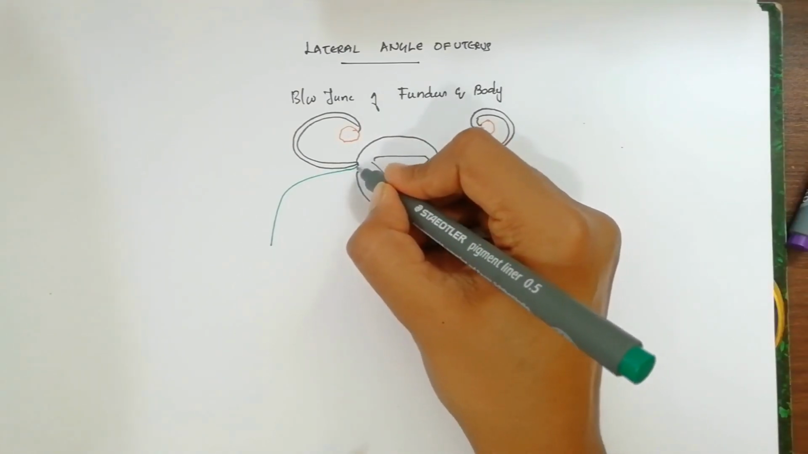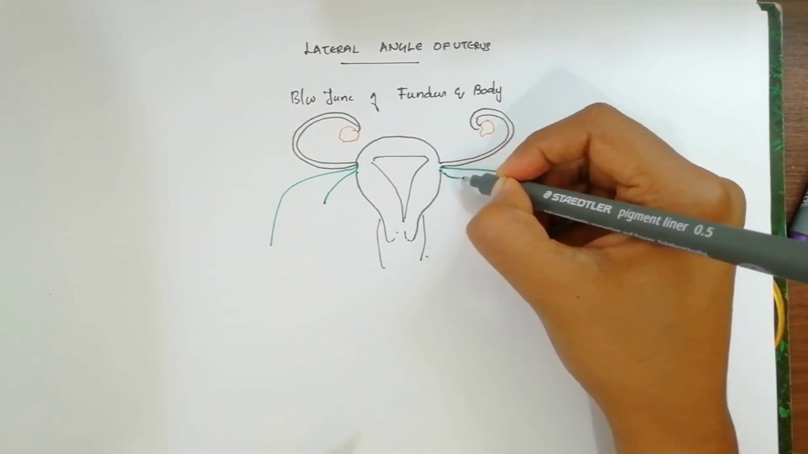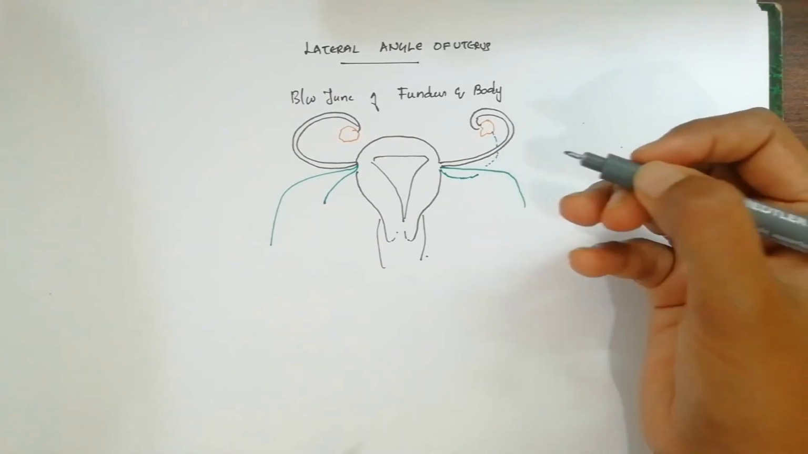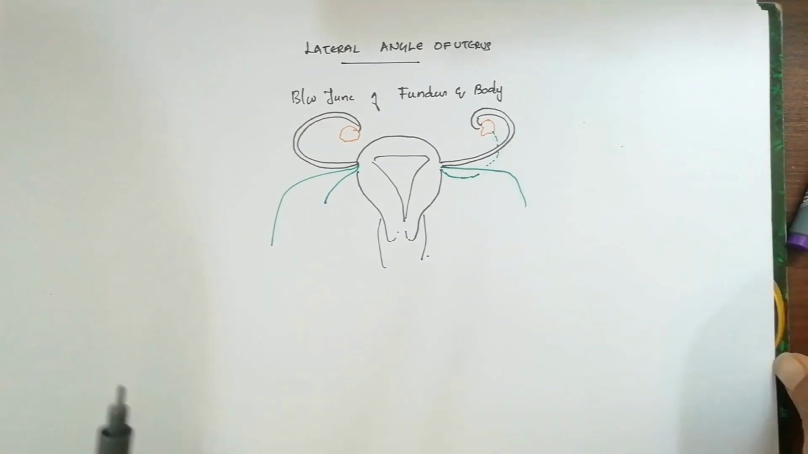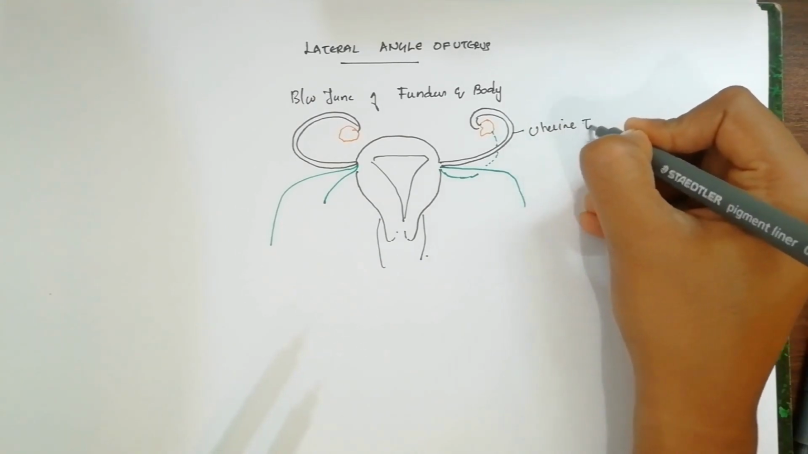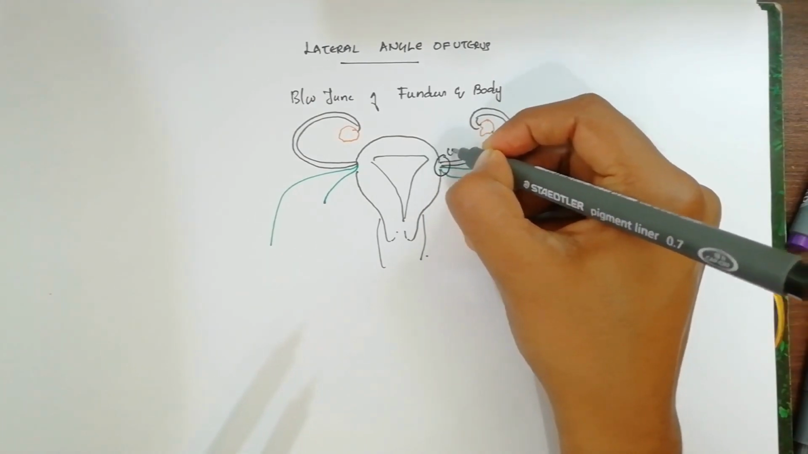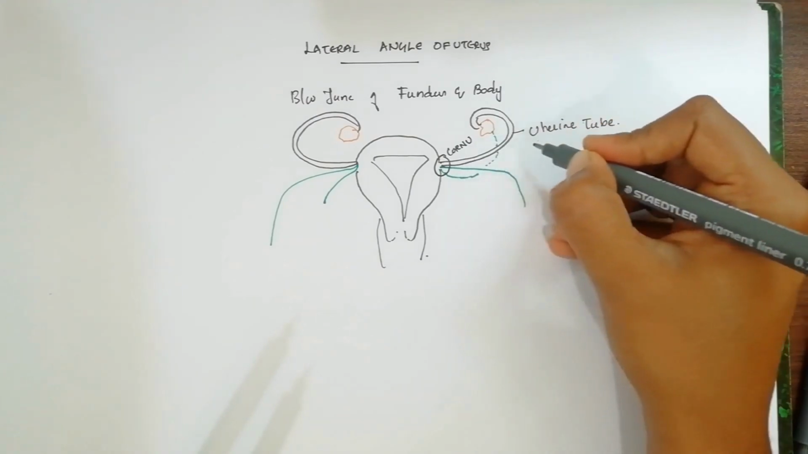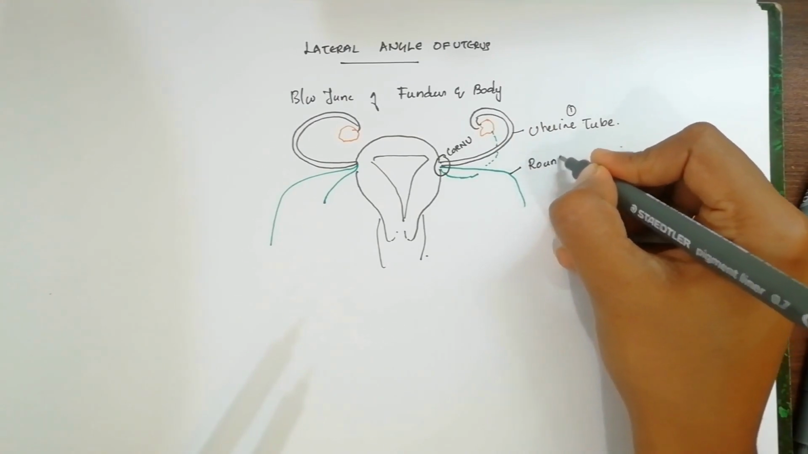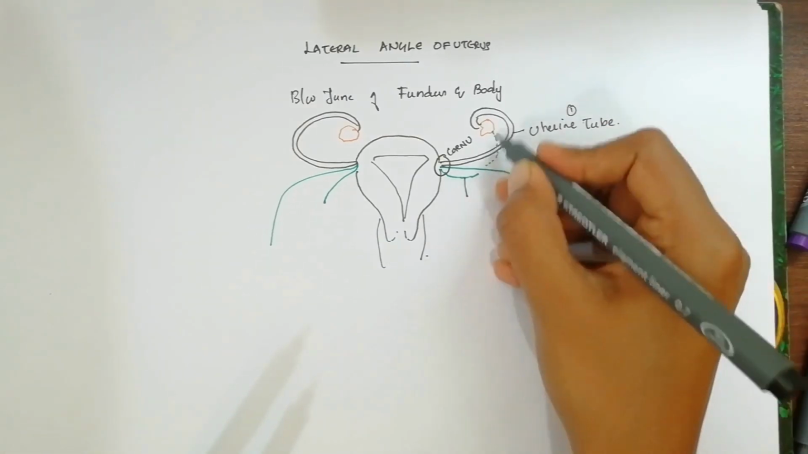Just below the round ligament we have another ligament, and that is for the ovary. So we have one more ligament which is going to get attached to the ovary, and that is the ligament of ovary. So we have three important structures. One is the uterine tube, the emergence of the uterine tube. We are talking about the lateral angle, that is this point which is called the cornu. And here we have three structures: one is the uterine tube, another is the round ligament of uterus, and the next is the ligament of ovary.